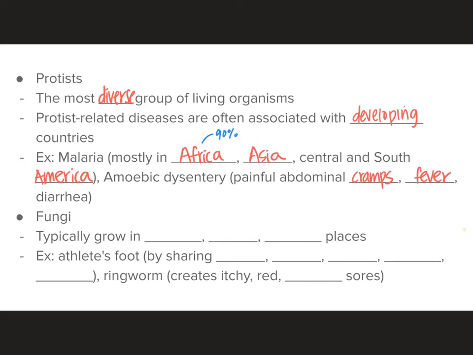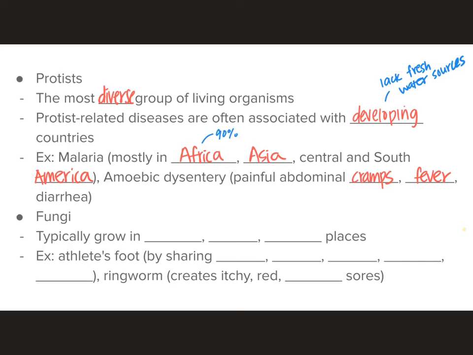Just to recap, protist-related diseases are often found in developing countries because they lack the resources to get fresh water. So if they don't have enough fresh water to drink, they're going to drink water that is already infected with protists and so forth.